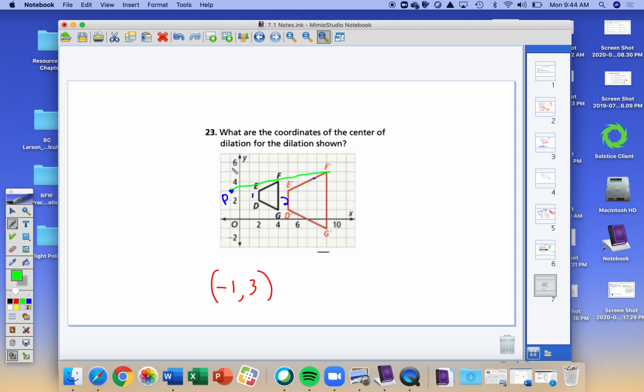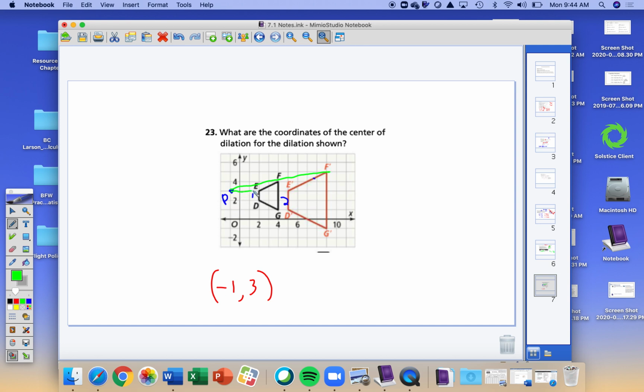You'll notice that the slope from point P to F and F to F prime is the same, right? Up 1 over 1, 2, 3, 4, 5. That's because the distance from P to F prime should be double the distance from P to F. Okay, and you would find that with every single point.